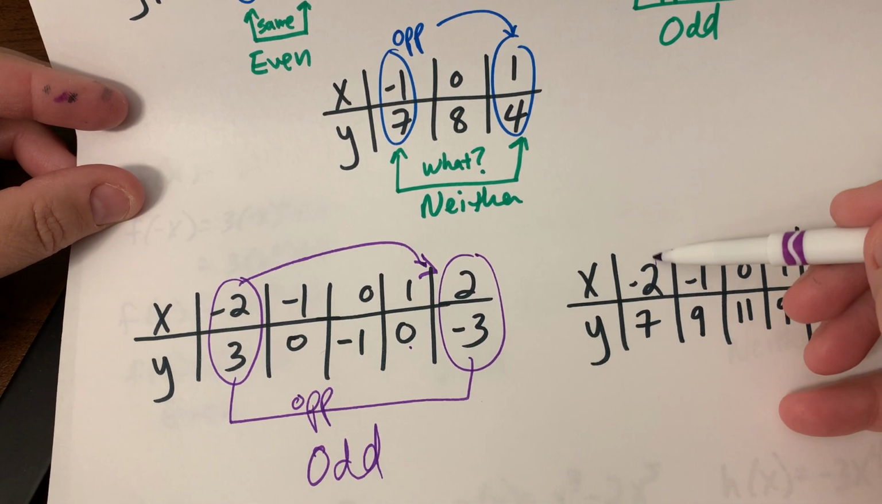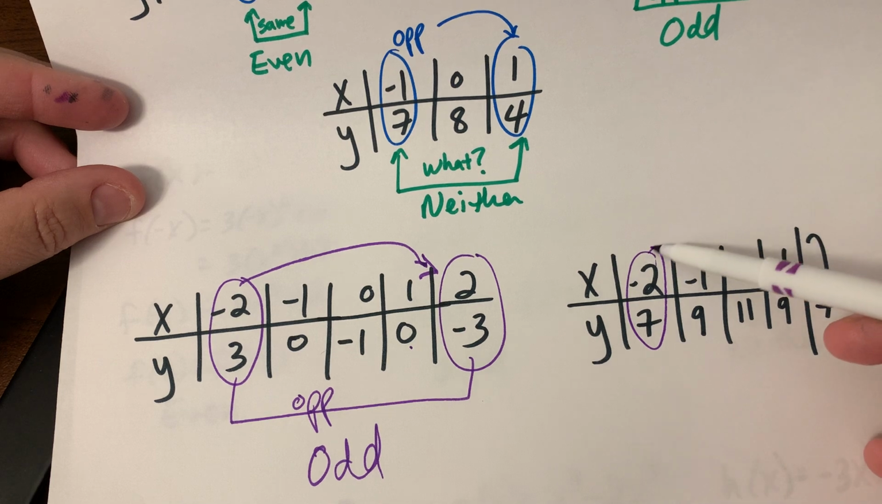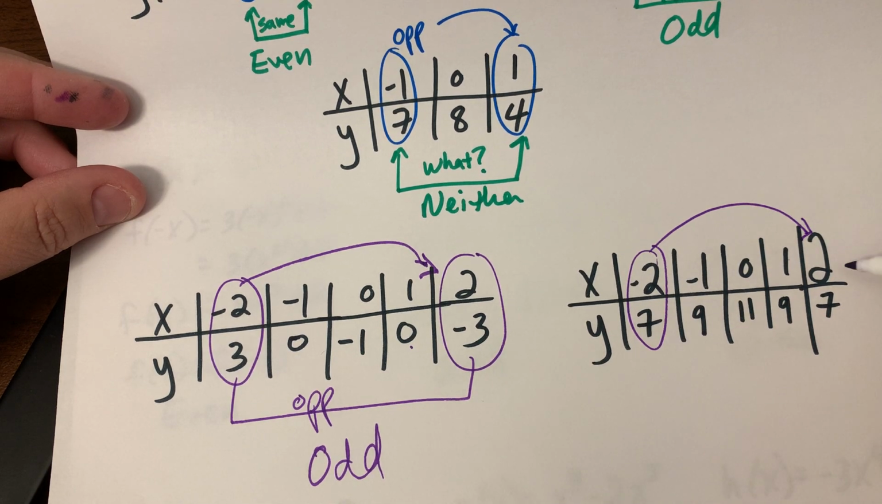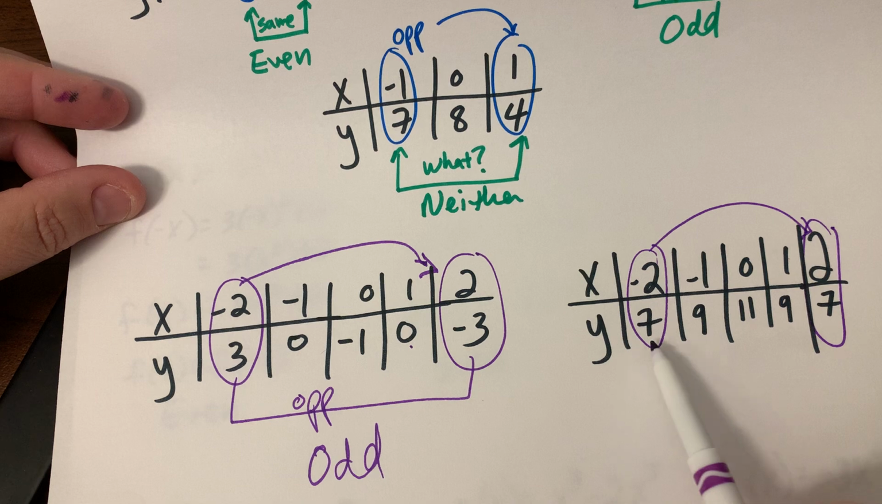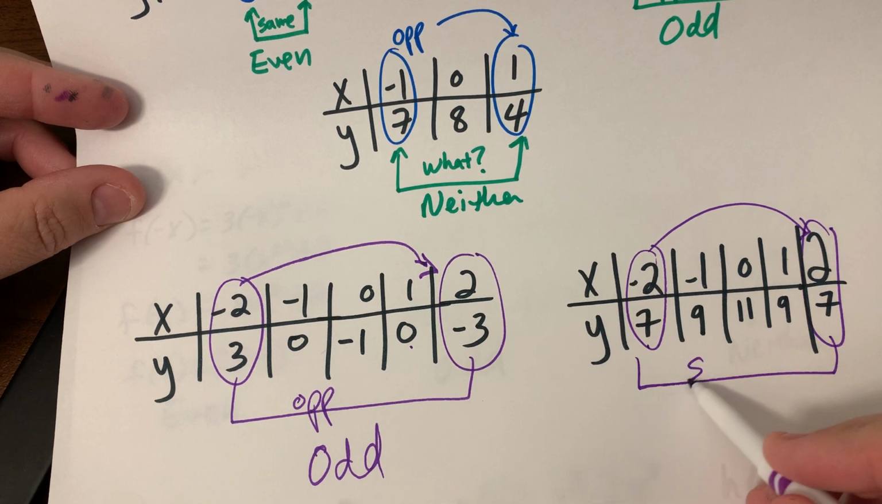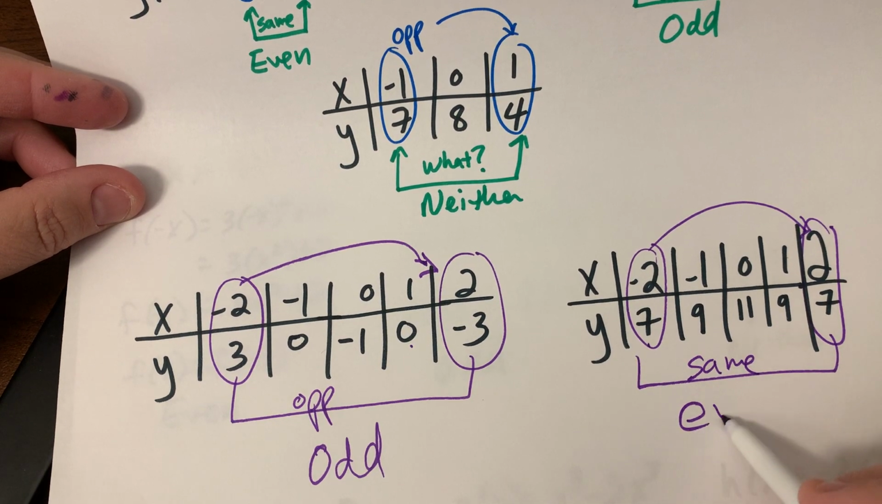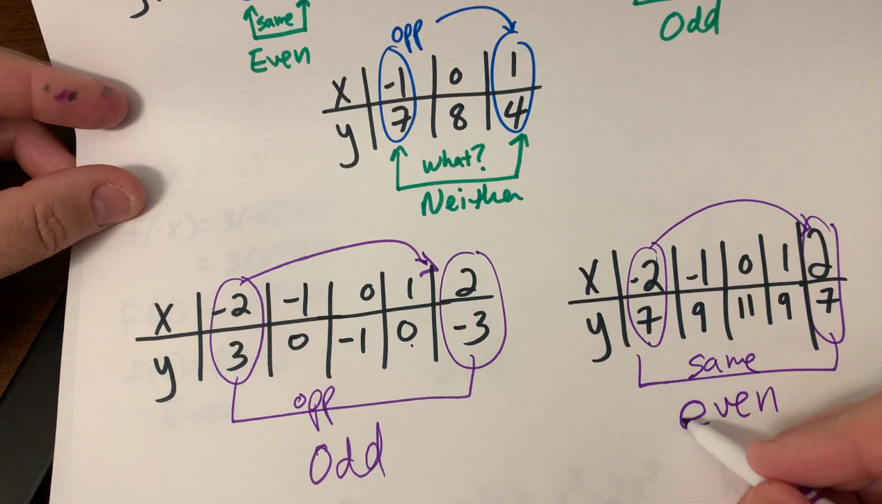Over here, I'm looking at -2, 7. That means I also need to consider what's going on when x is +2. Comparing the y values, they are the same. So we have an even function.